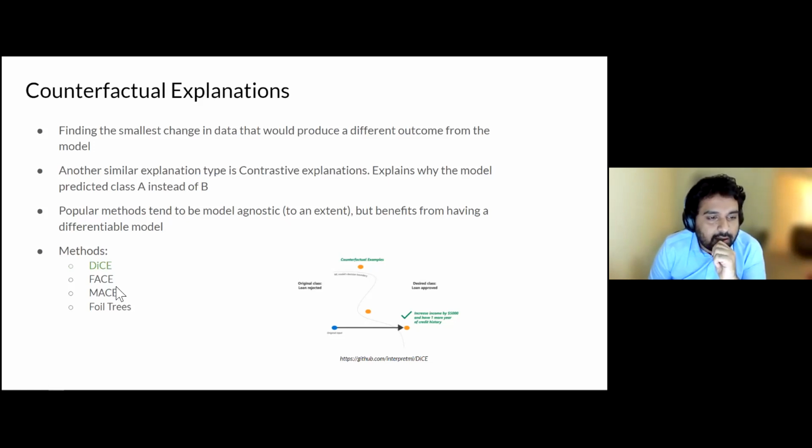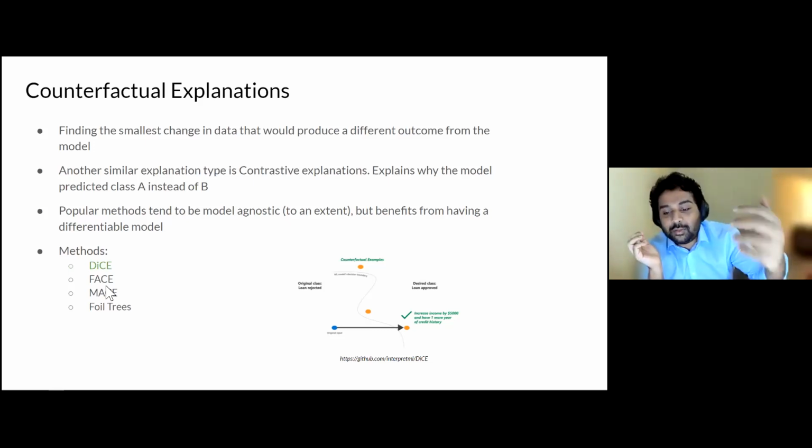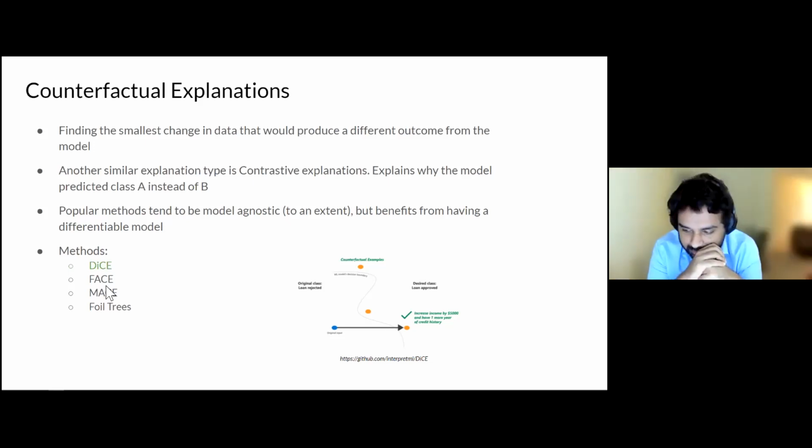FACE is feasible and actionable counterfactual explanations. That's an important one because if the model says decrease your age by 10 years and you'd get your loan, it's not actionable or feasible, right? So you need to find a perturbation in the data that is actually doable and changeable. That's what the algorithm FACE is dealing with.